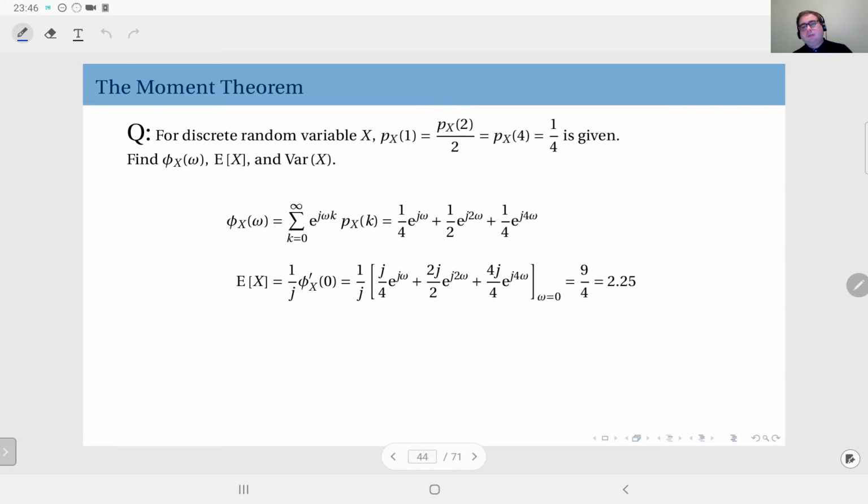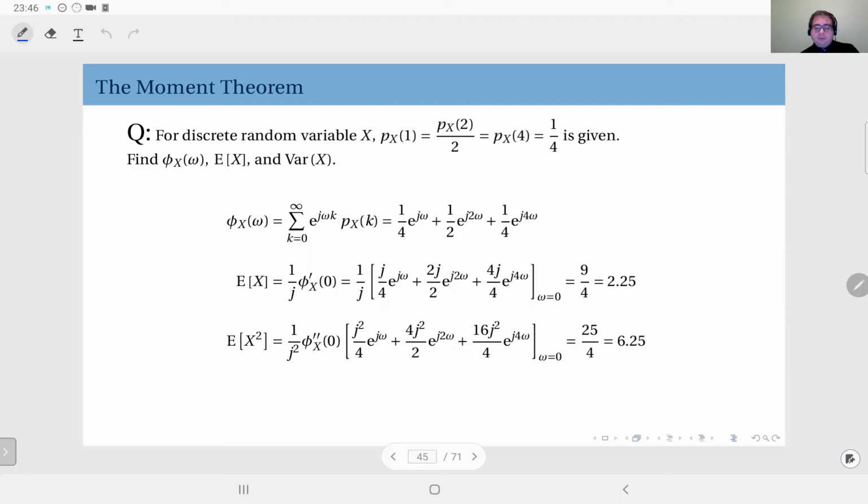From this, how do we obtain the expected value? Just take the derivative and plug in omega equals 0 and then divide by j. So 1 over j times the derivative at 0. Take the derivative of this function with respect to omega, and this is what you get. Then just plug in omega equals 0. That means these exponential functions will all be e to the power 0, hence 1, and the j's cancel out. If you arrange the terms, you get 9/4, 2.25, as expected, as earlier.